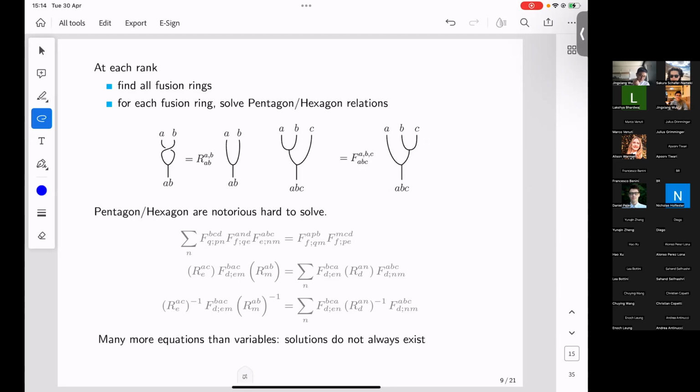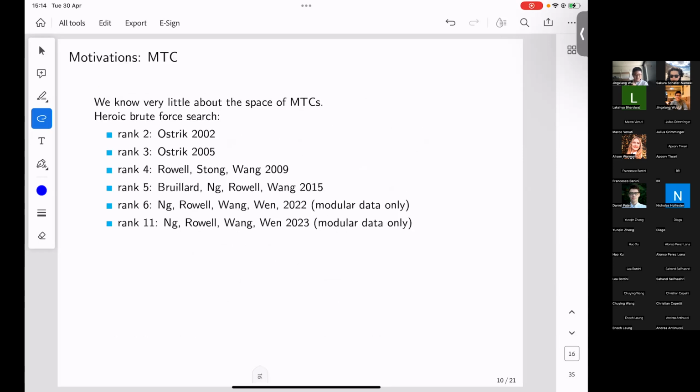And in case you haven't tried, even the first step is already very hard, because you need to find the commutative associative algebra, right? And there are a large number of choices. So just trying to do this classification is actually very hard. As a result, we actually know very little about the space of MTCs. Here is a very incomplete timeline, just to give you an idea of the effort people put in to try to classify MTCs.